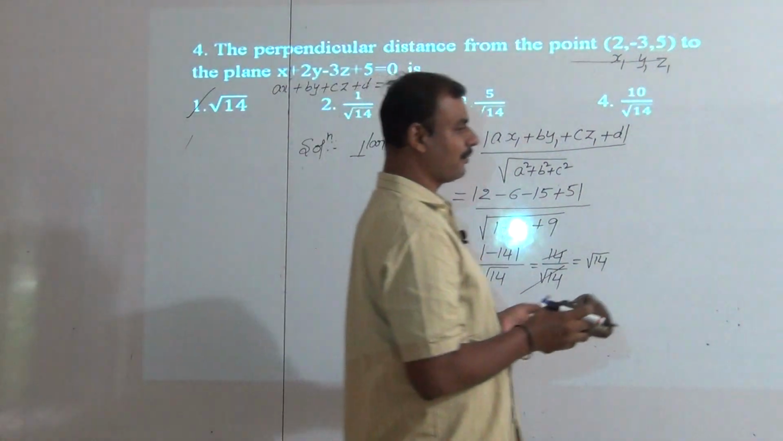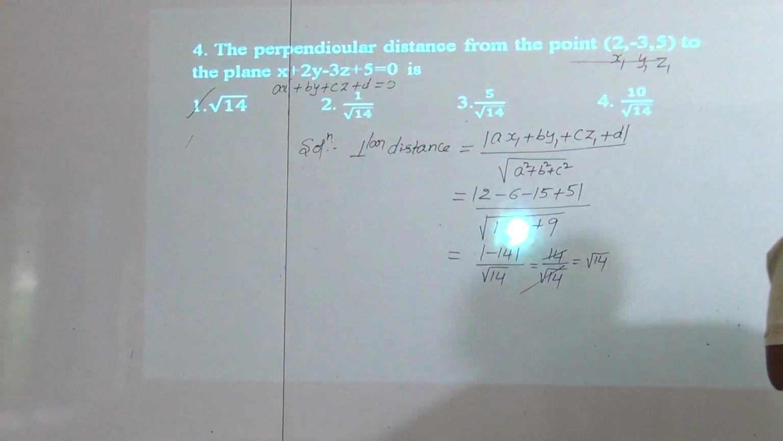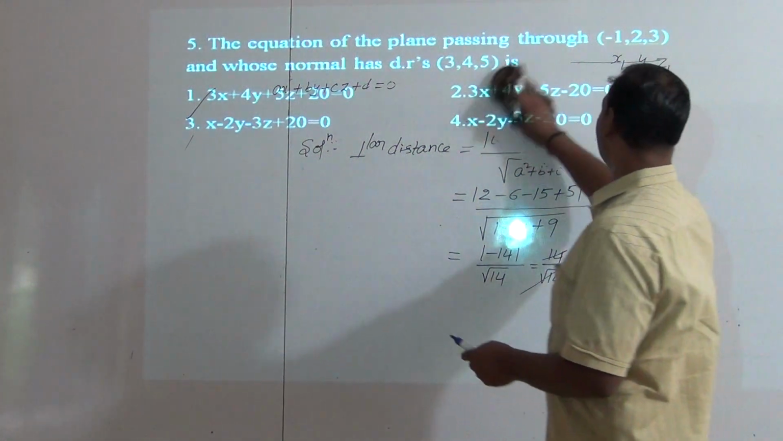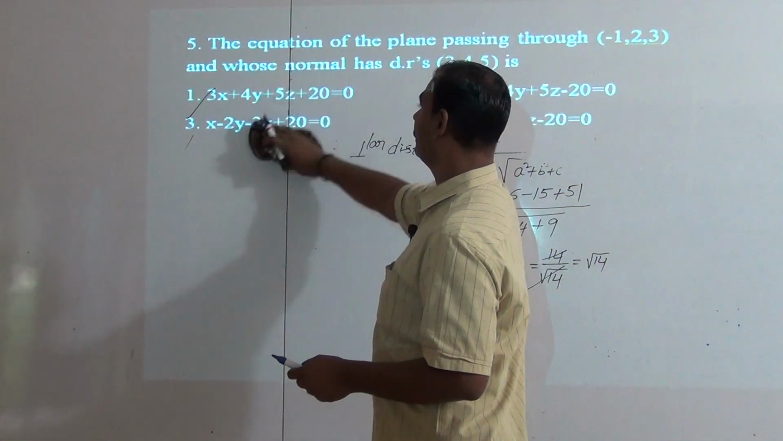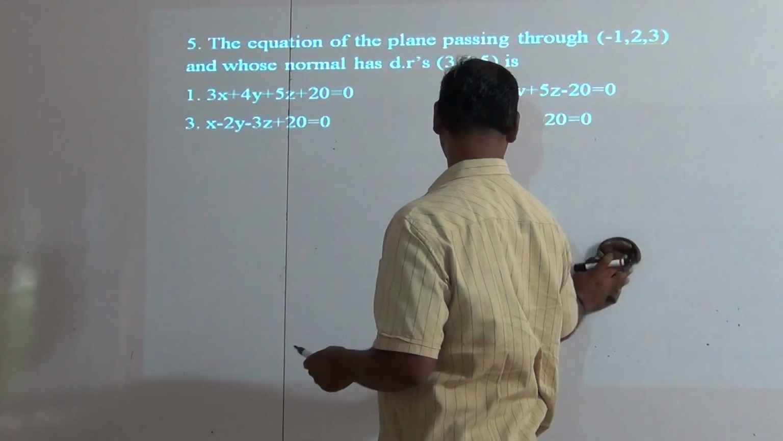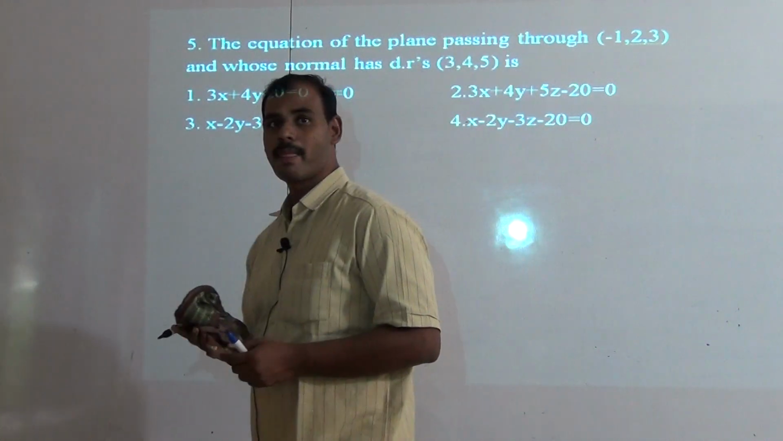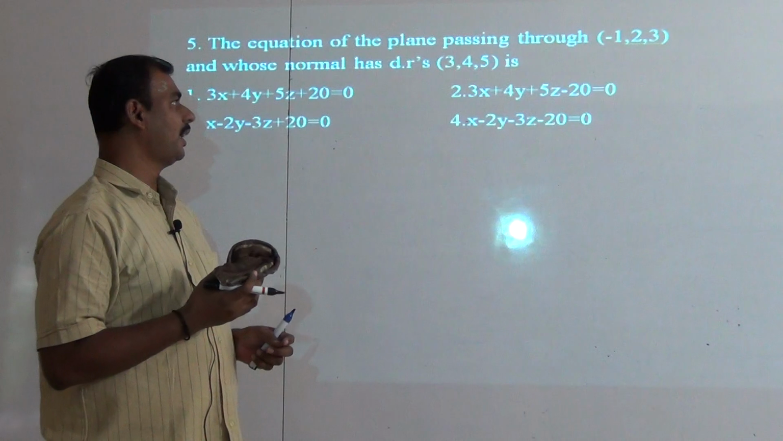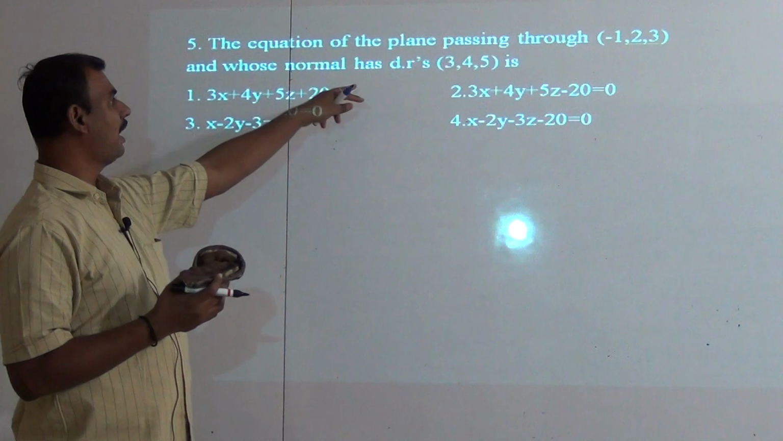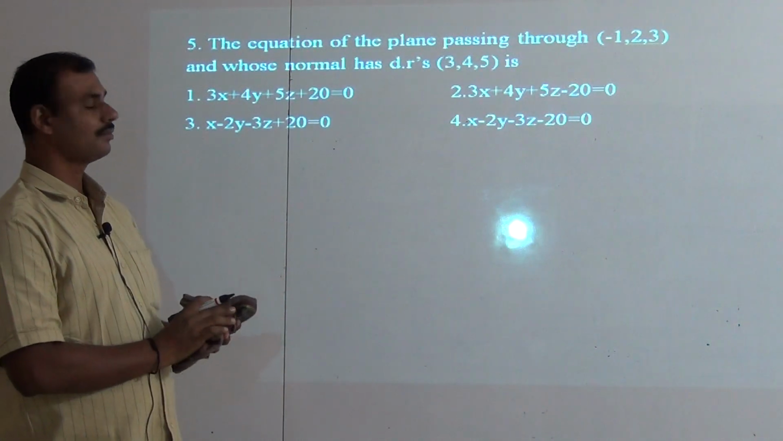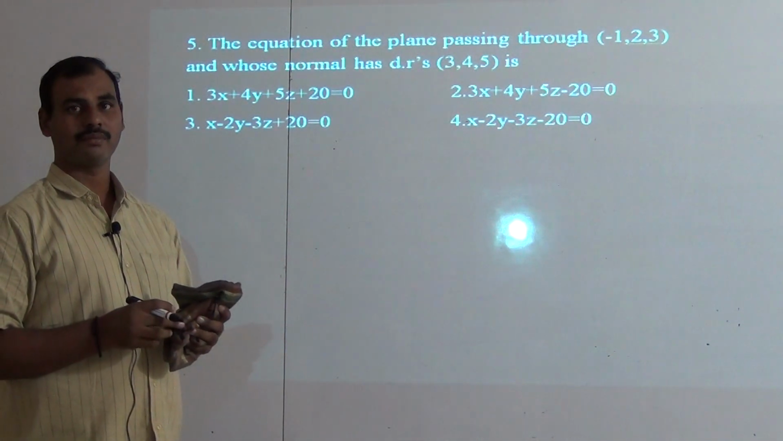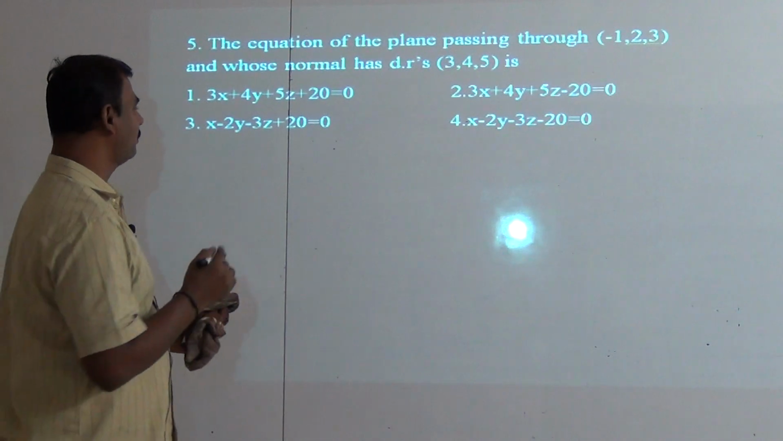Okay, take problem number 5. So what is problem number 5? Read the question. The question is, the equation of the plane passing through the given point and whose normal has DRs. Okay, this is related to theorem number 2 in the plane. What is the equation of a plane?